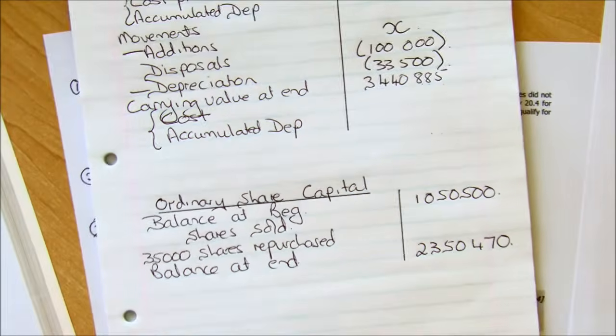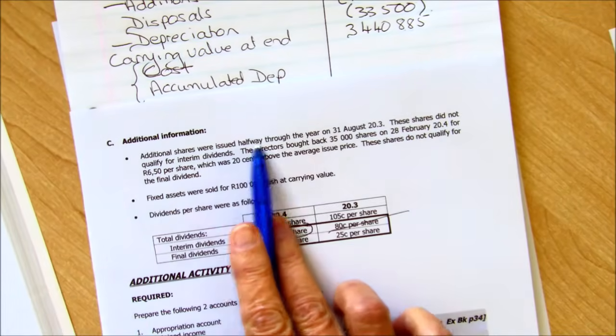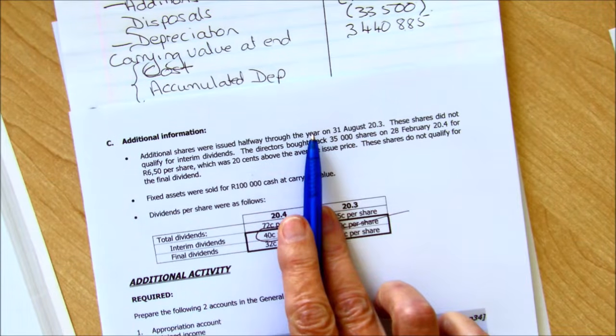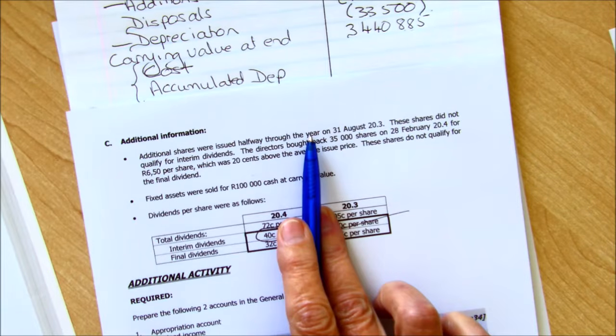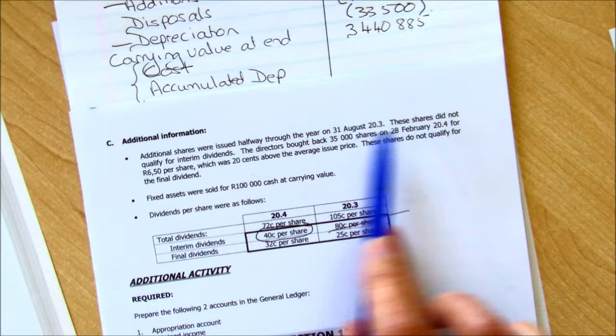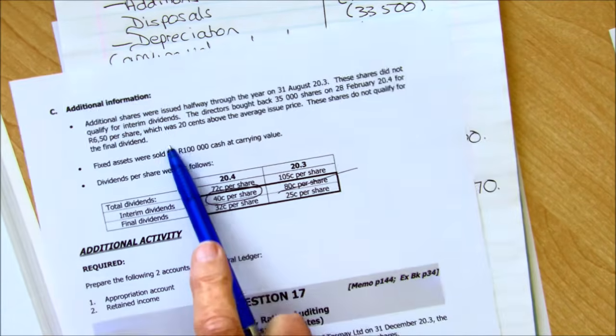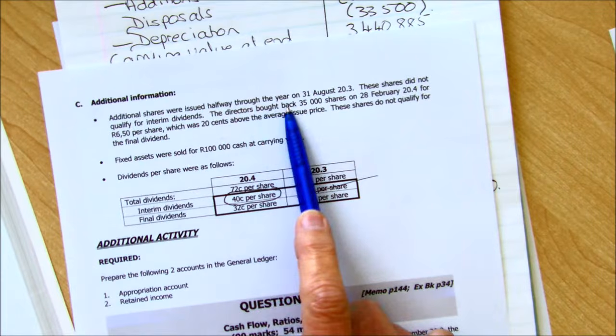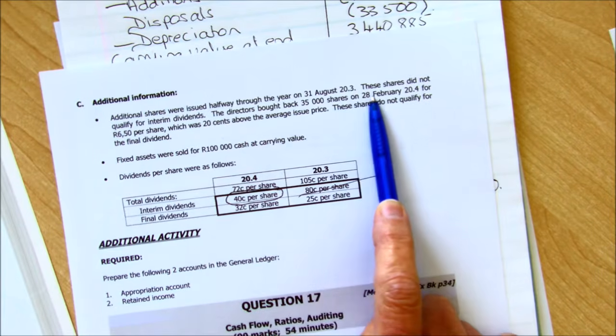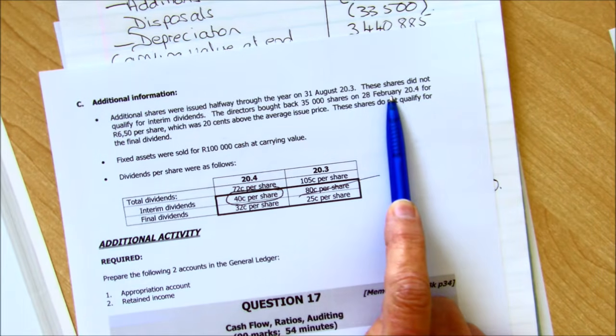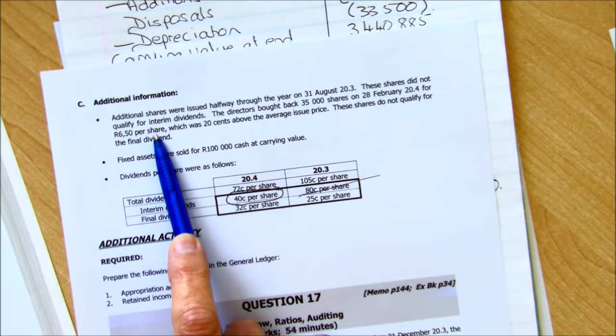But we were told in the information that additional shares were issued halfway through the year. So we know we sold some shares, but we don't know how much we sold and for what value. These shares do not qualify for interim dividends, and that we took into account when we did the interim dividend. The directors bought back 35,000 shares on the 28th of February for R6.50 per share.